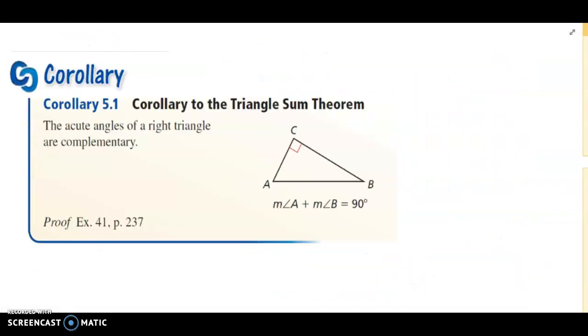All right, guys, here's the corollary to the triangle sum theorem. And all this tells us is that if we have a right triangle, then the two acute angles have to add up to 90. Okay, so basically, if I say angle A plus angle B plus angle C equals 180, and then subtract angle C, so subtract 90, we would get this. So you should have been able to come to that conclusion without this corollary.